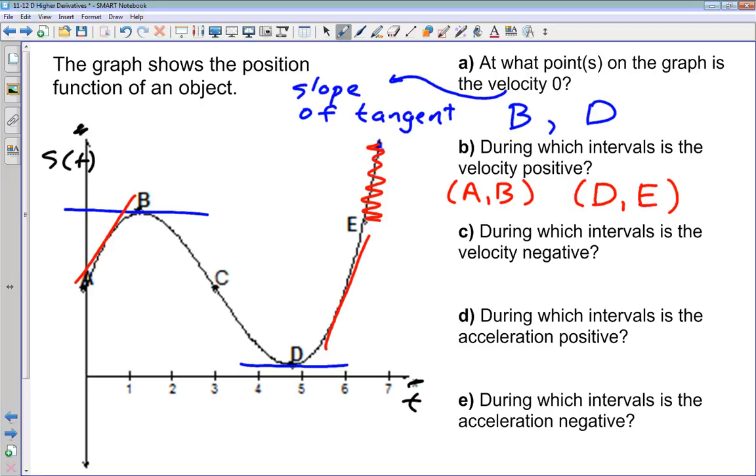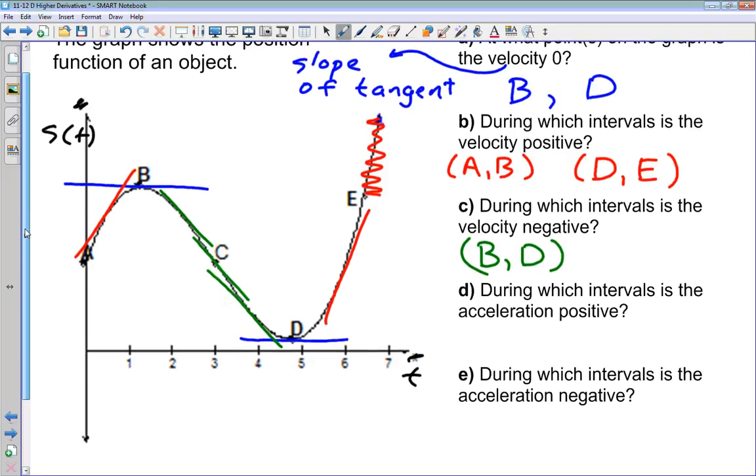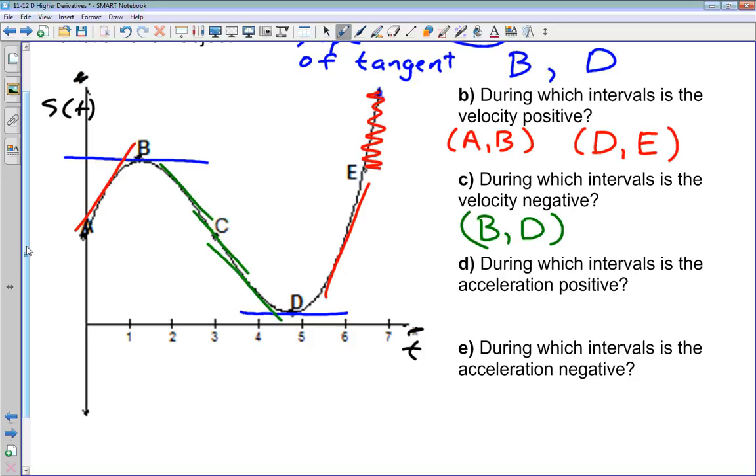Right, during which intervals is the velocity going to be negative? What do we think? Radhika? From B all the way to D. Okay. Now, you might have thought we should put down B to C and then from C to D, but then what is the slope of the tangent at C? Well, if I go right at C, it's still a negative slope, so we want to include C in that interval there.